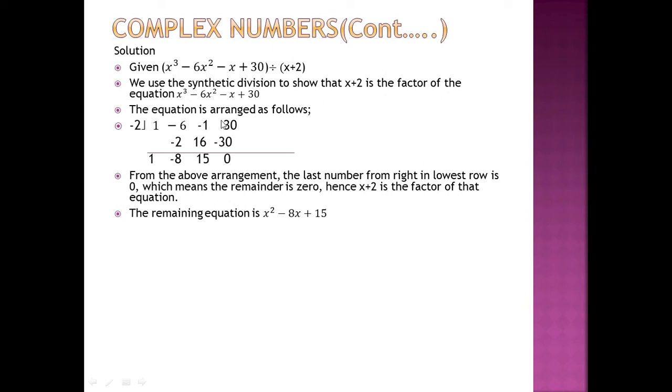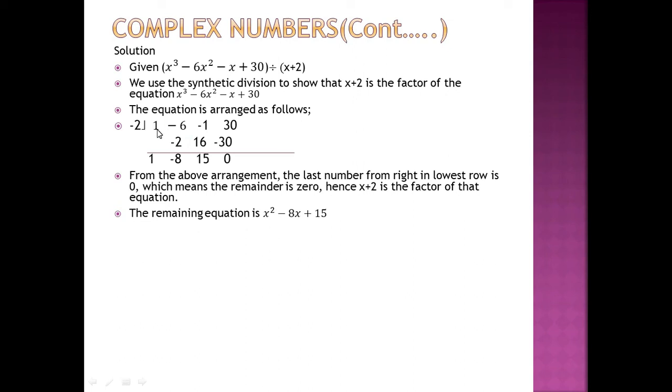The equation is arranged as follows. It looks like this equation is already arranged: power 3, power 2, power 1, then the constant. So we take negative 2, because when we equate x plus 2 to 0, x is going to be negative 2. Then negative 2 is on the left side. Then we have coefficient 1 for power 3, then negative 6, negative 1, and then 30.